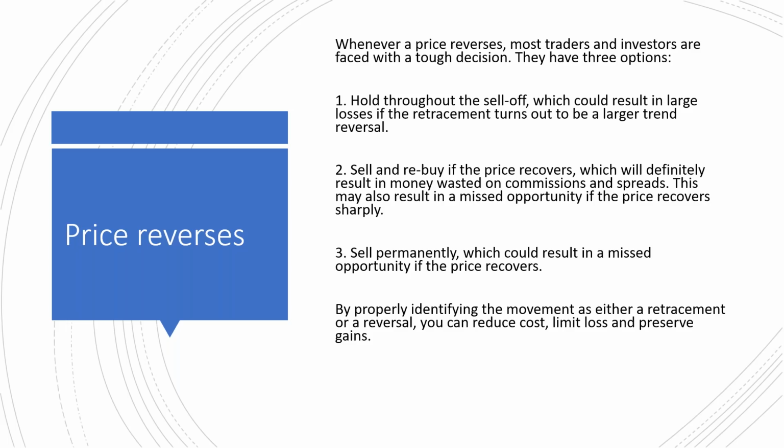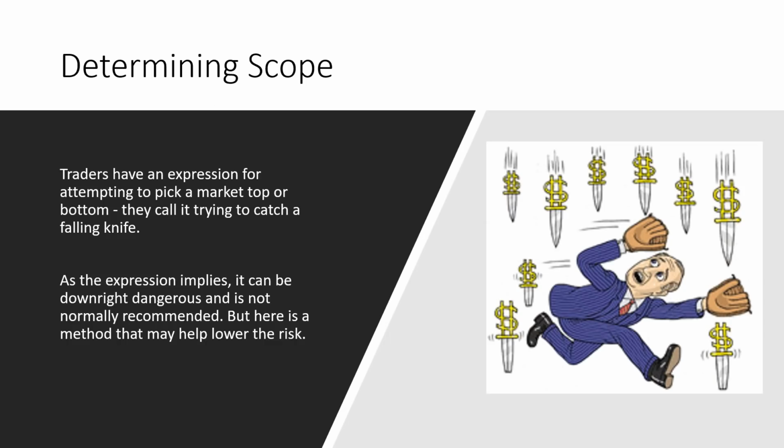But these are three basic choices. You have to decide what the asset fits and what your personality fits. I mean, for me, number 2 works the best. Now, by properly identifying the movement as either a retracement or reversal, you can reduce costs, limit losses, and preserve gains. But the fact is, traders have an expression for attempting to pick a market top or market bottom, and they call it trying to catch a knife.